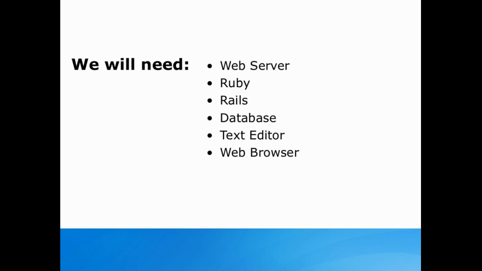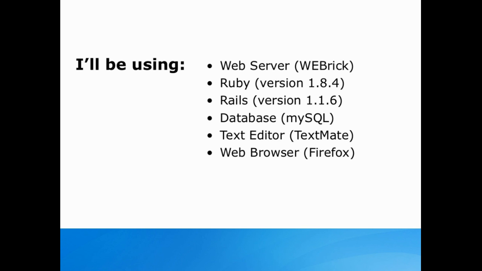Now for me, my configuration today will be using the WebBrick web server. Now WebBrick is a web server you might not be familiar with. It's very small, lightweight, easy to configure, and it ships with Rails. So by installing Rails, we're automatically going to have WebBrick installed. And that's why we're going to use it. It works really well for Rails development, even though in actual production, I tend to use Apache.